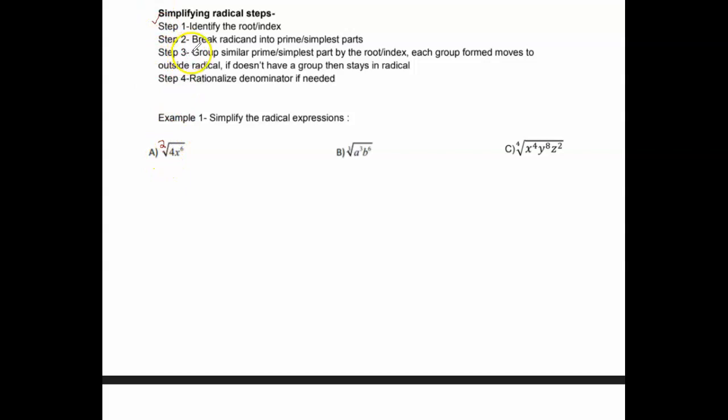Now I want to break radicands into simplest parts. So I can write 4 as 2 times 2, and I can write x to the 6 as 6 x's. So now I want to group by 2. So I'm going to make as many groups of 2 as I can. One group of 2. Okay. Anything that had a group of 2 gets to move to the outside of the radical.